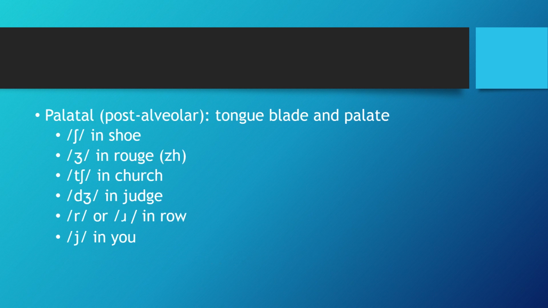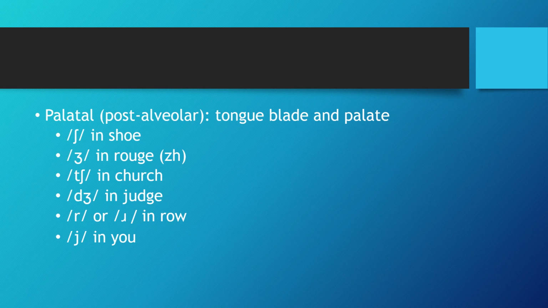The palatals, or sometimes called the post-alveolar sounds or consonants, involve the tongue blade. And remember, the blade is just behind the tip and the palate. So the palatal sounds would be the sh in shoe, the zh in rouge, the ch in church, the j in judge, the r in row, and the y in you.